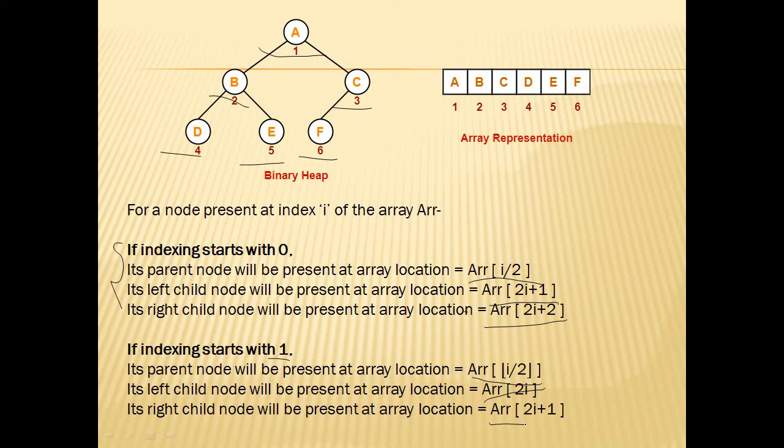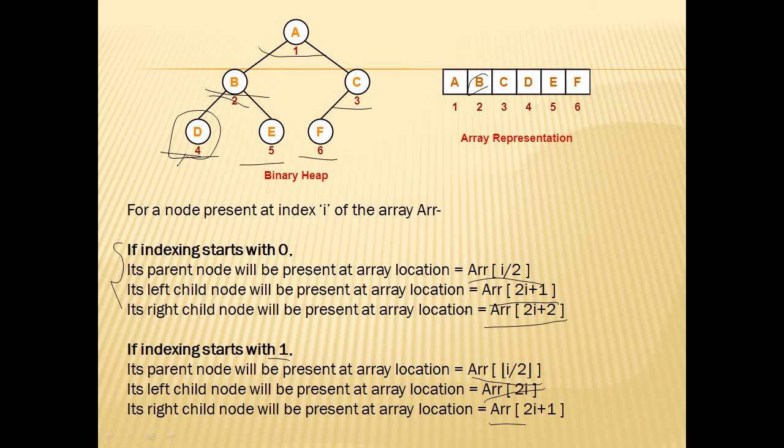Assume we have the element 4, the fourth element, and indexing starts with 1. Its parent node will be at array location i by 2. 4 by 2 means 2, the second cell, B. So B is the parent. The left child will be at array location 2i, so 2 times 4 is 8, but we don't have that cell. So we don't have a left child. And the right cell would be at 2i plus 1.